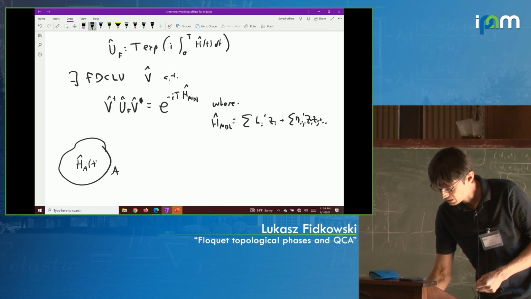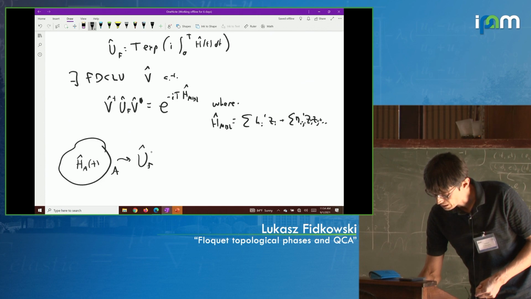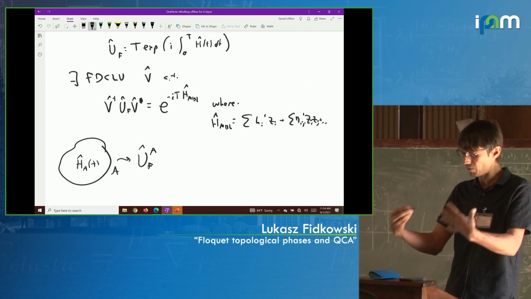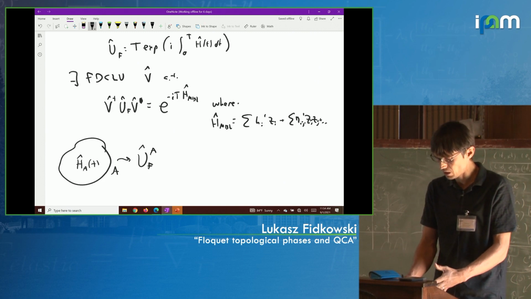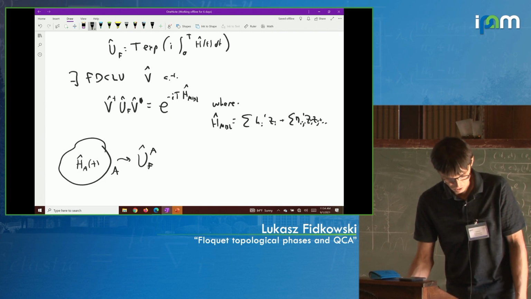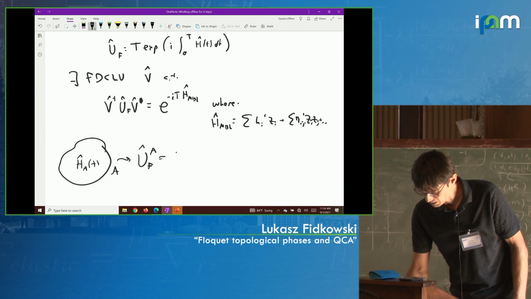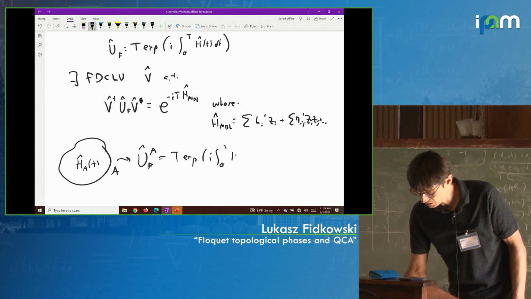Again, this is time dependent. And from that, I can construct a Floquet evolution that's just evolving inside this region A. In other words, it's just the Floquet unitary built out of this truncated Hamiltonian, the time-ordered exponential of the integral from 0 to T of H_A(t) dt.